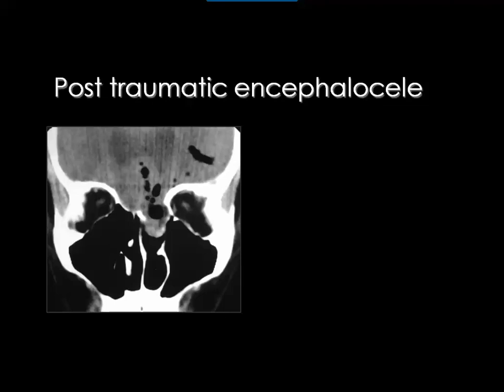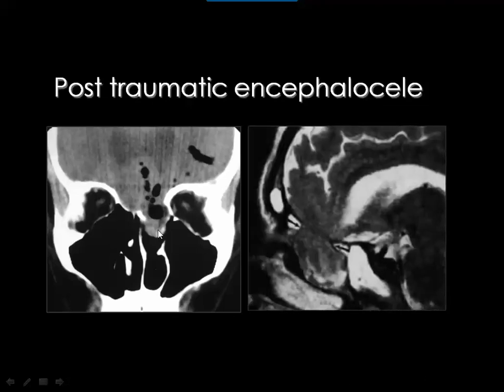Then sometimes you got herniation of the brain tissue itself. If the defect is big, like this one, and you can see pneumocephalus and downward herniation of the brain tissue into the ethmoidal complex on the left side, and this may be better appreciated by MRI, since you can see the brain tissue with the characteristic cortex and the gray matter herniating through the defect in the floor of the anterior cranial fossa.